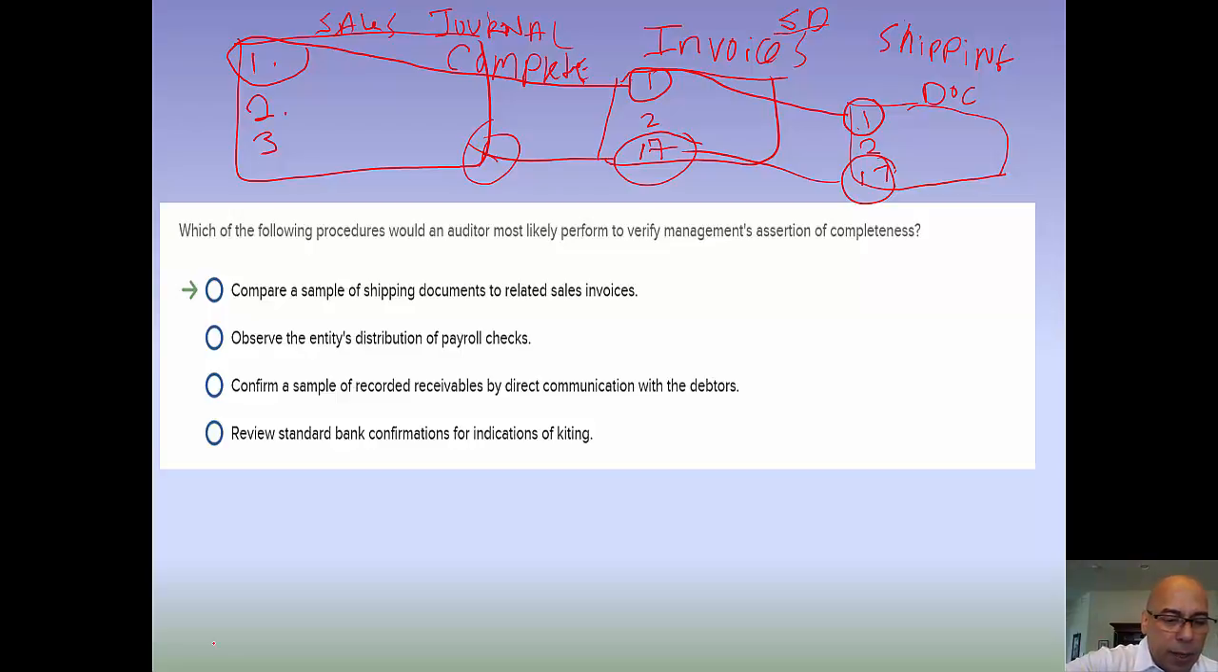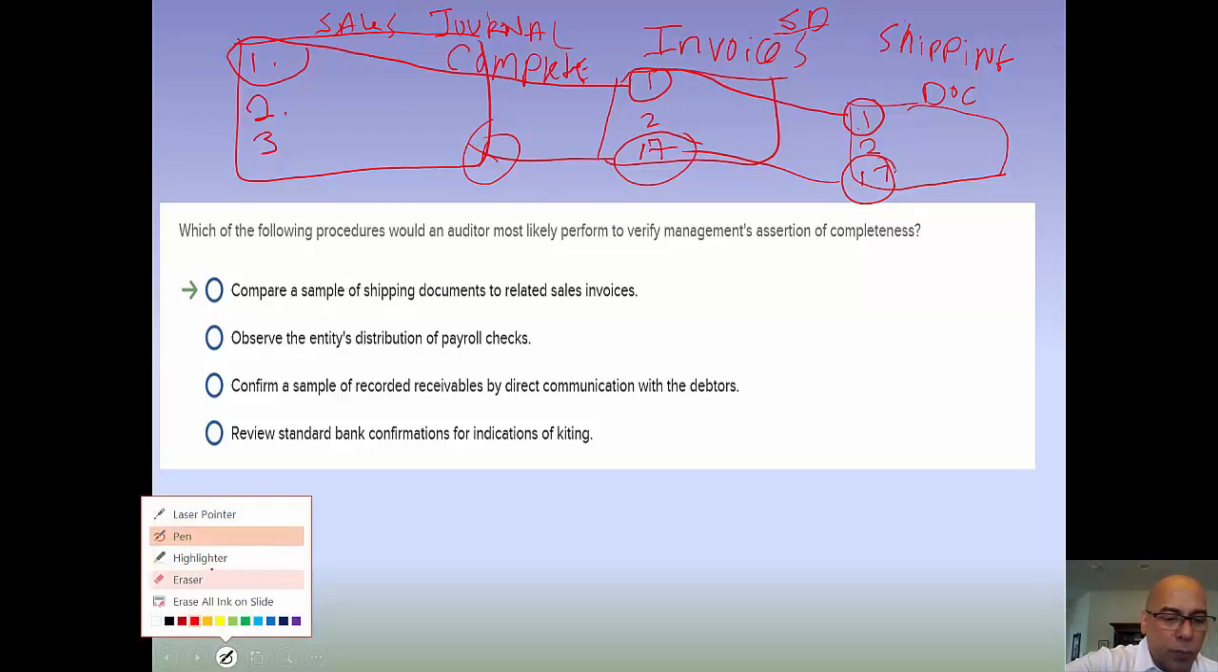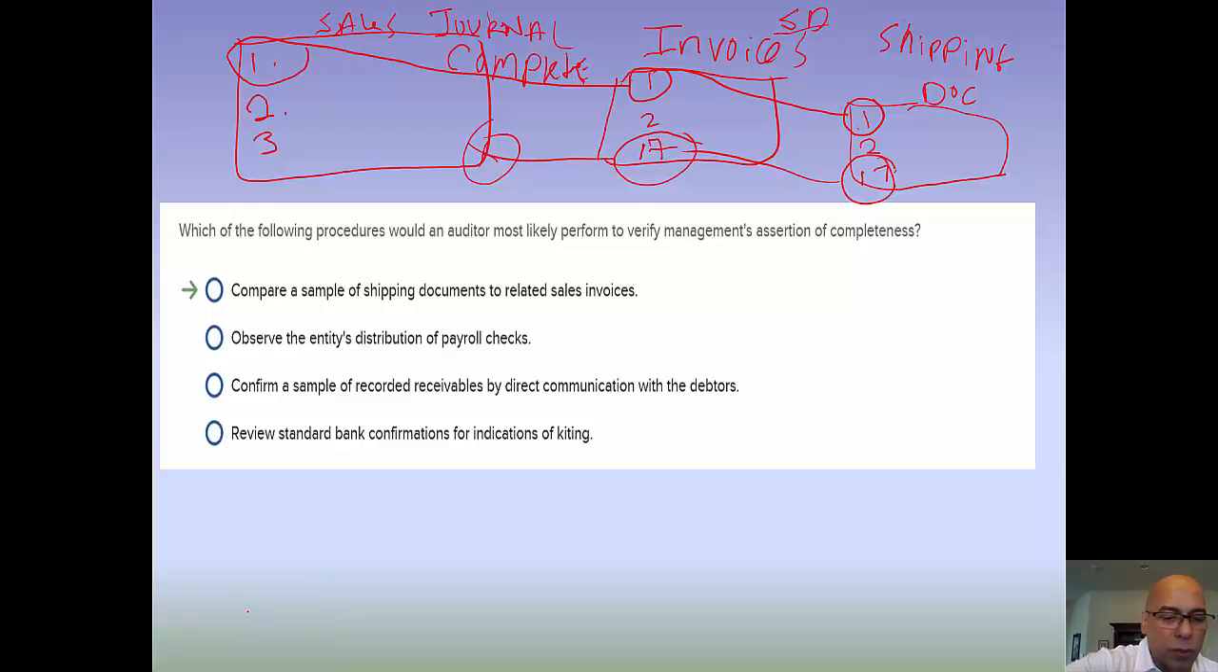Now, you can probably imagine if we were to go the other way. Okay, let's see, maybe I can use green for this one. If I were to start here, say with this sale number 2, the sales journal entry number 2, and I come back over here and I find the actual invoice and the actual shipping document, well, now I just proved what? I just proved existence, didn't I? I'm just going to abbreviate that exist. I proved the existence assertion. And if I took this one and I tried to find it, well, it's not there.